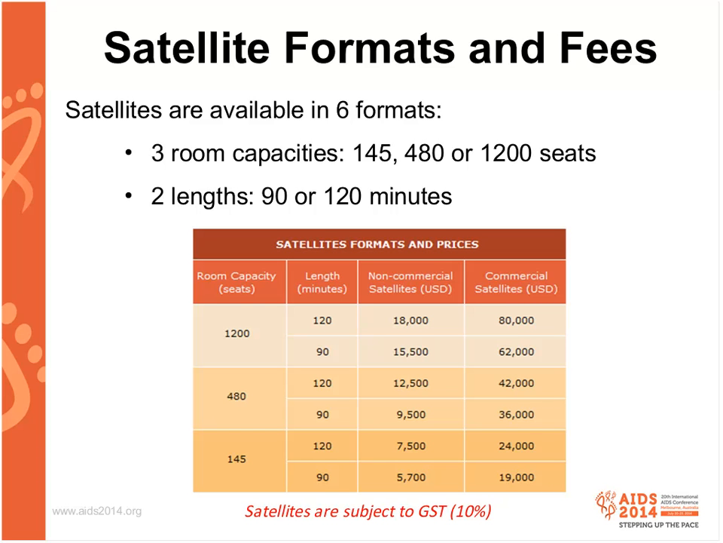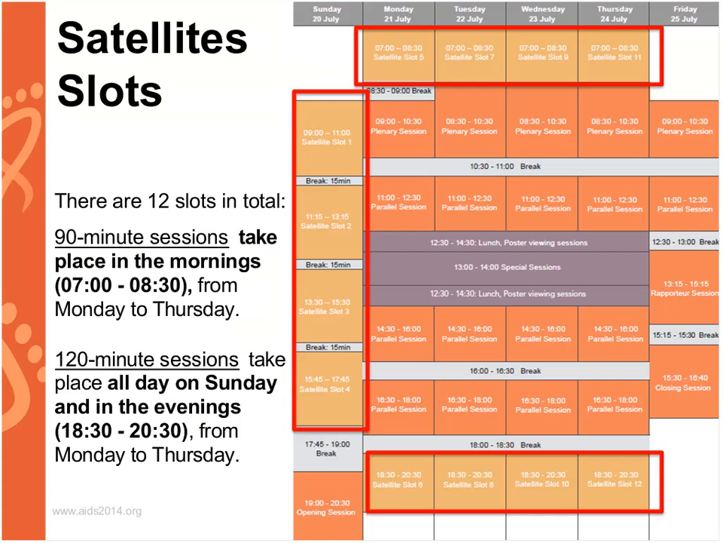Now I'm going to move on to the satellite slots available at AIDS 2014. The slots are in yellow in the table on the right-hand side of the page. So as you can see, satellites run all day on Sunday and in the mornings and evenings of the remaining days. The 90-minute sessions only take place in the morning from Monday to Thursday. The sessions that last 2 hours, on the other hand, take place all day on Sunday and in the evenings of the remaining days. So that's a total of 12 slots.